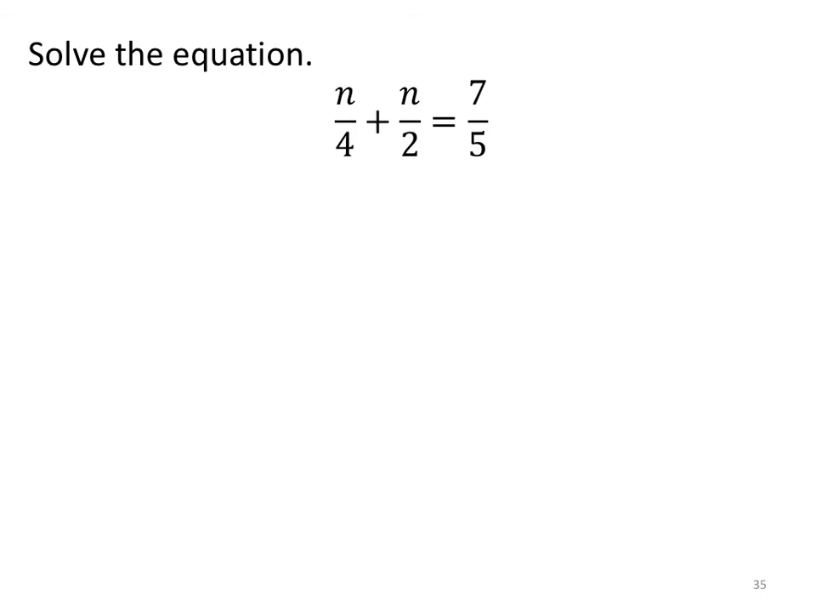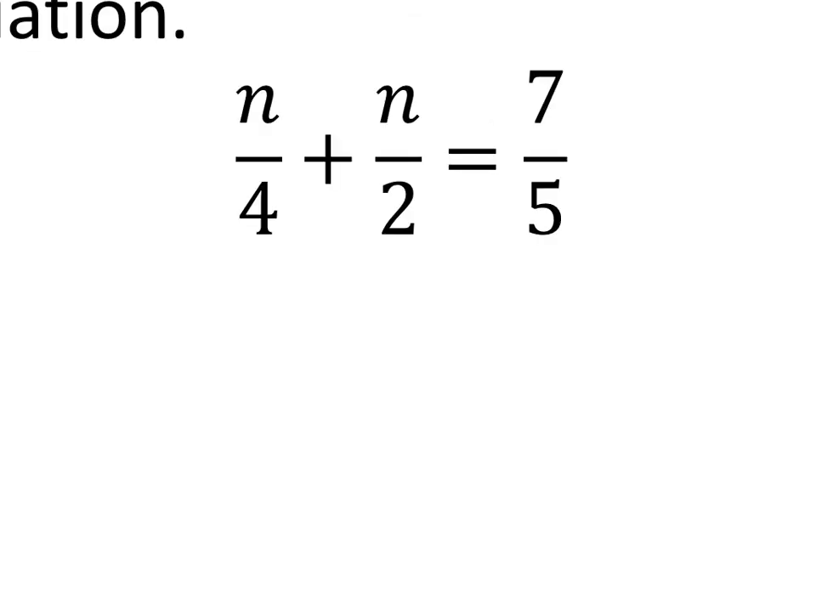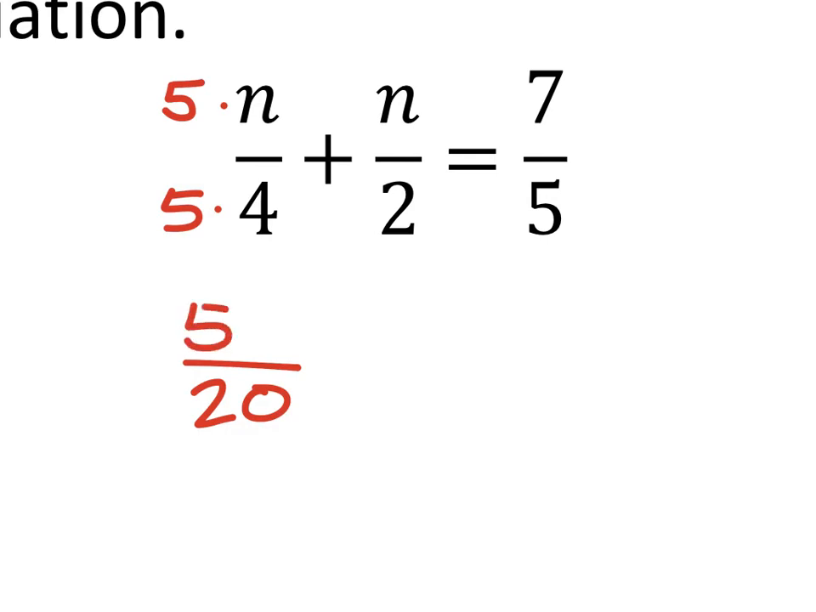So looking at this problem, I want to make the denominator 4 a denominator of 20, right? So instead of 4, it's going to be 20. And I'd have to multiply 4 by 5 to make that 20. So I've got to multiply the numerator also by 5. Now that becomes 5n right there. 5n over 20 has the same exact value as n over 4.